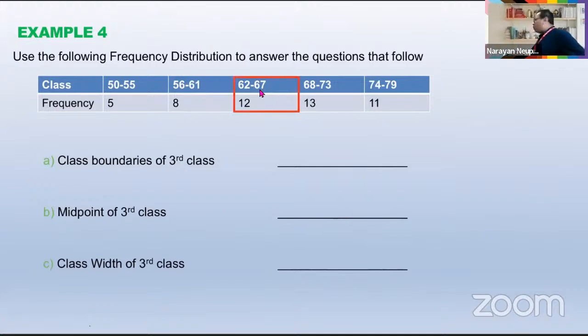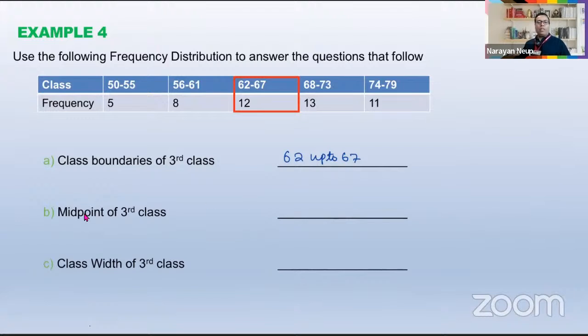We have to answer the question based on that third class. So first question is, we have to write the class boundaries for this class. What do you think is the class boundary for this class? It is from 62 up to 67. So we can write 62 up to 67. Okay, 62 up to 67 there.